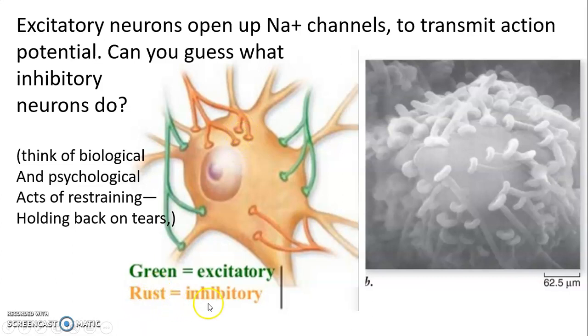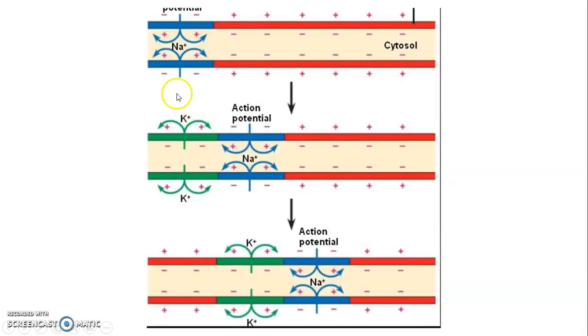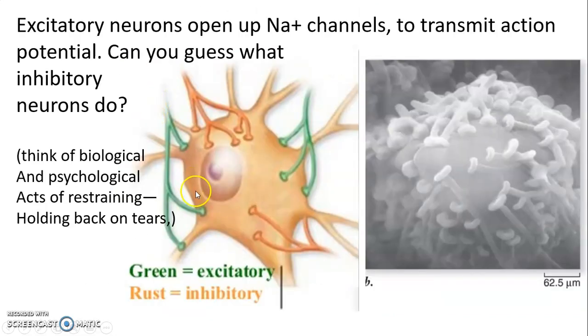Now, what about the inhibitory ones, the rust-colored ones? They are not going to open up sodium gates, obviously, because that would stimulate an action potential. So think about it this way. If reversing the charge is what stimulates, making the inside positive, guess what an inhibitory one will do? It will make the inside more negative. So it's even less likely to be stimulated. And that's exactly right.